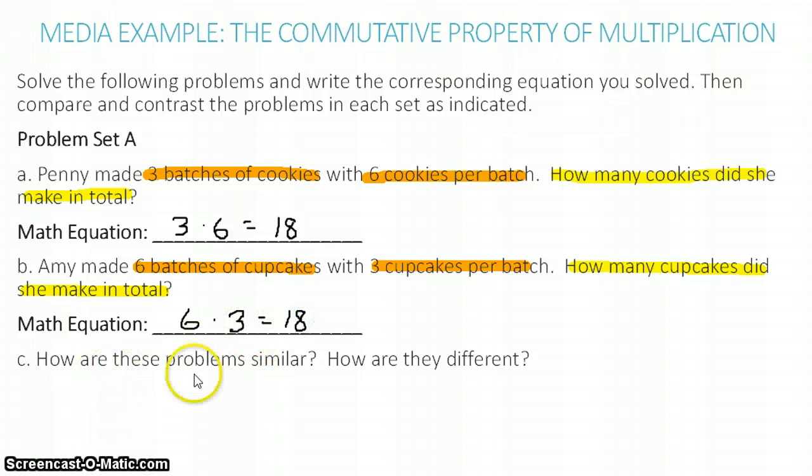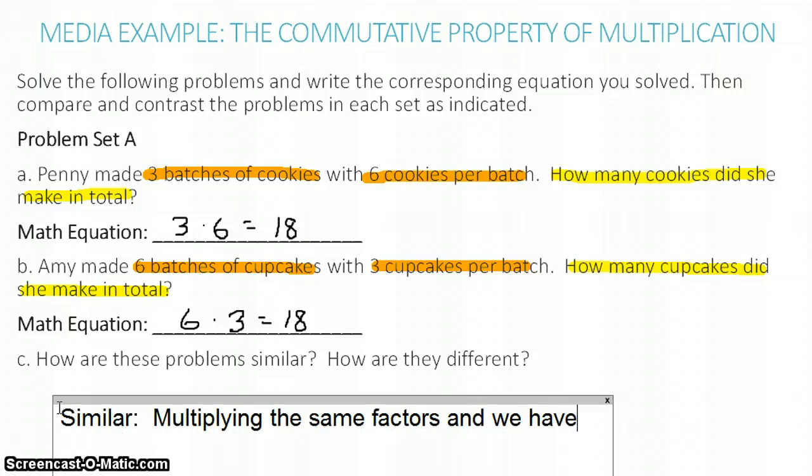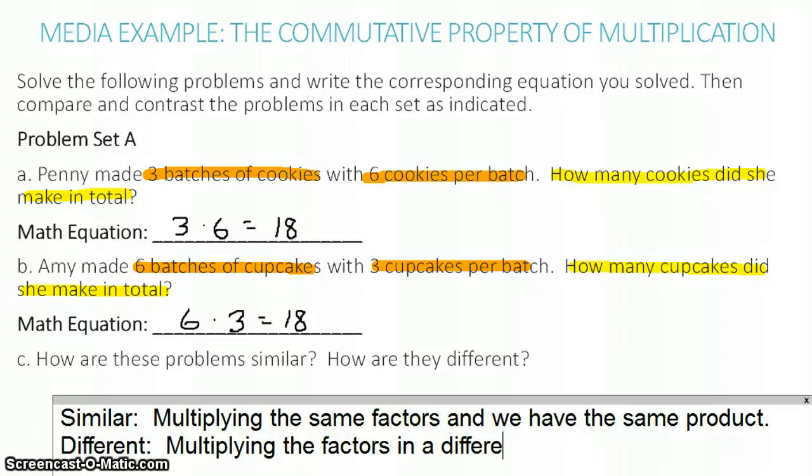Now we're asked, how are these problems similar and how are they different? Well, they're similar because we're multiplying the same factors and we have the same product. And they're different because we're multiplying the factors in a different order.